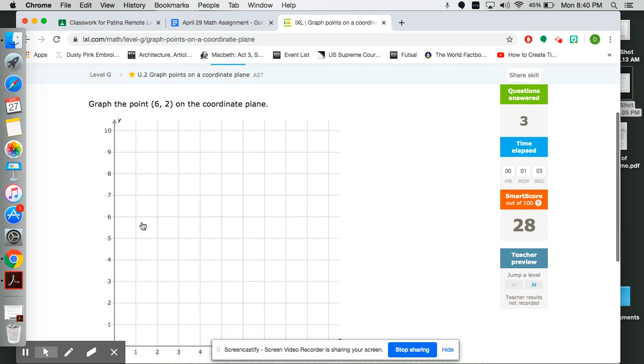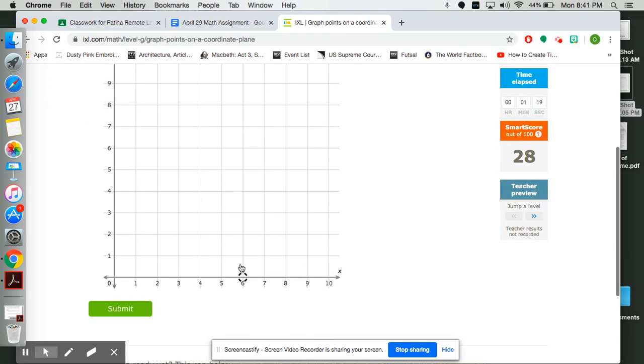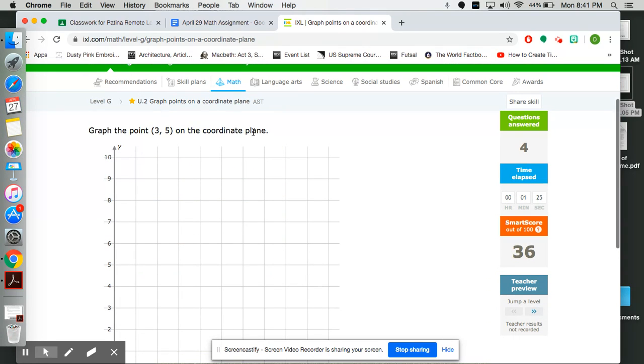6, comma 2. Another way to remember this is, for me, x comes before y because it goes x, y, z. So I always graph my x first before I graph my y. 6, so I go 1, 2, 3, 4, 5, 6, and then up 2. 1, 2. So I graphed my x before I graphed my y. So boom, pretty easy. I'm not too worried about you guys figuring out how to do that.